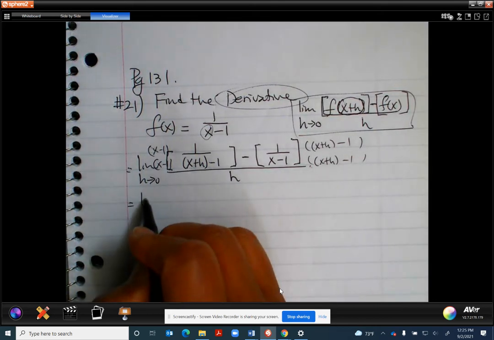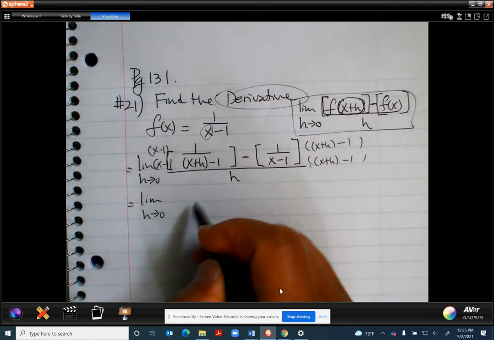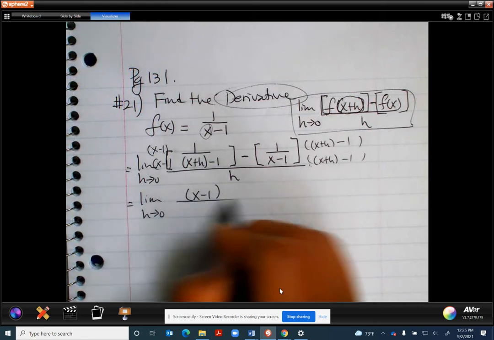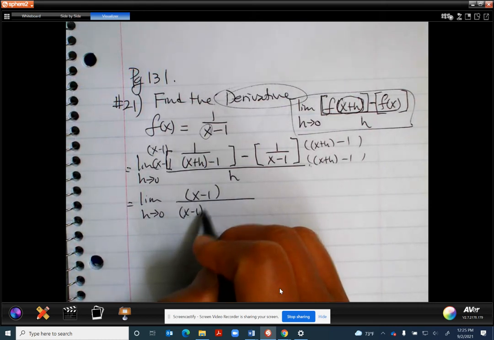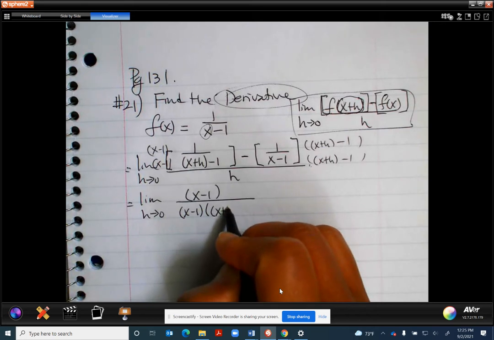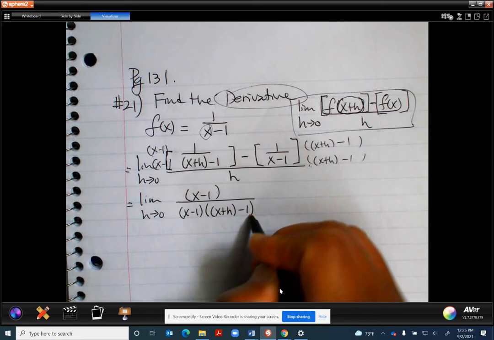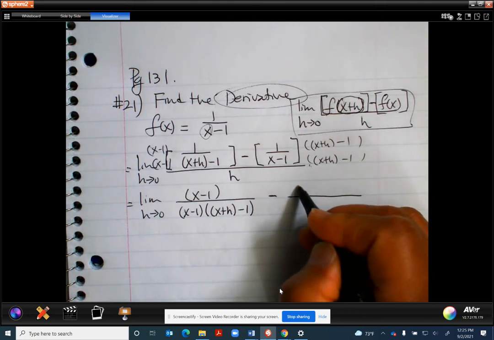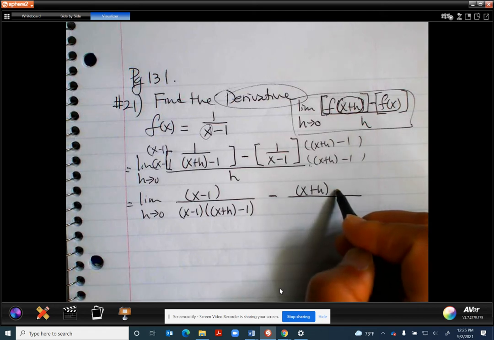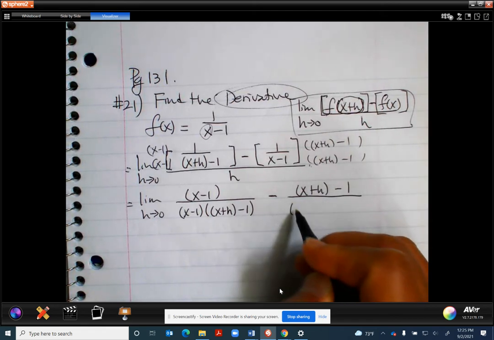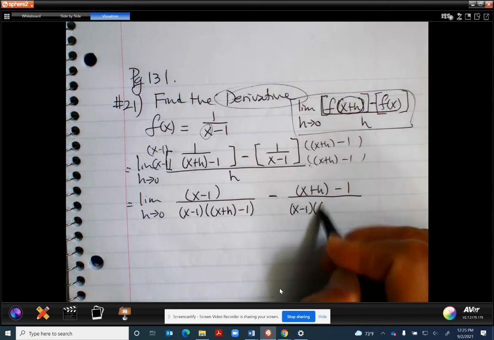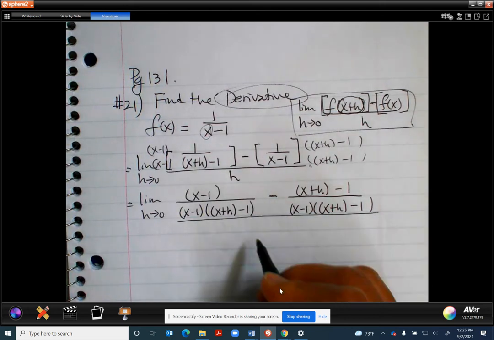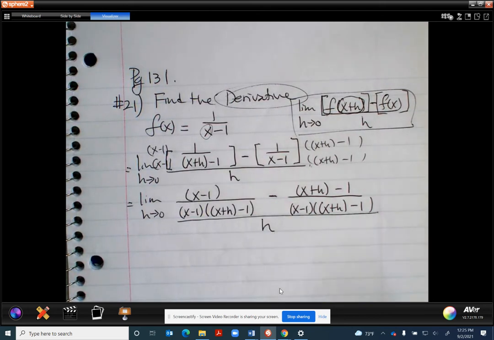So this is limit h goes to 0. First one is x minus 1 times 1 all over x minus 1 times x plus h minus 1, minus, just stay with me, okay? And top is x plus h minus 1. Bottom is x minus 1 times x plus h minus 1, all over h. All right, go ahead and copy that.